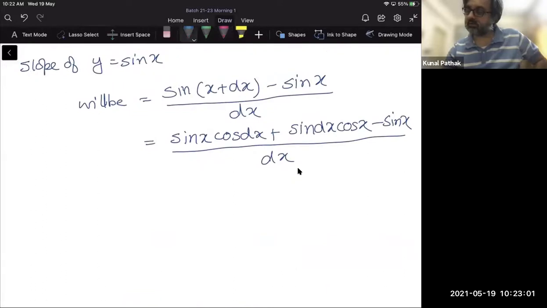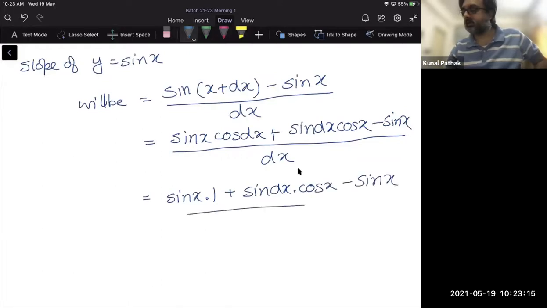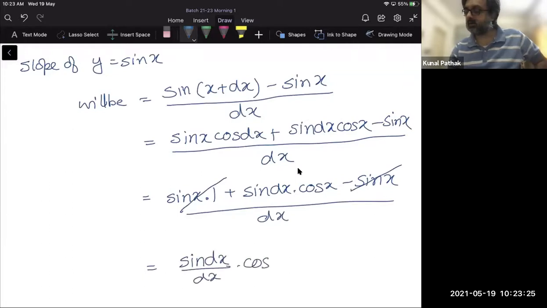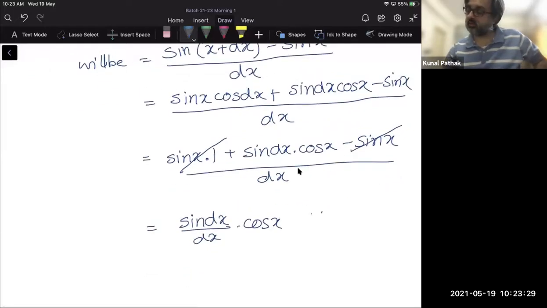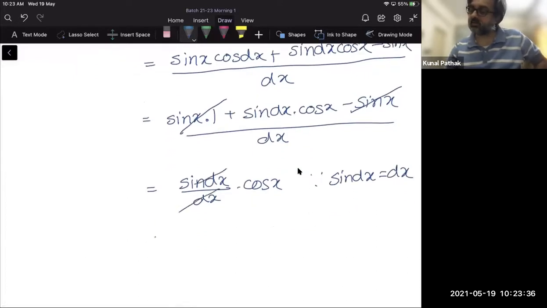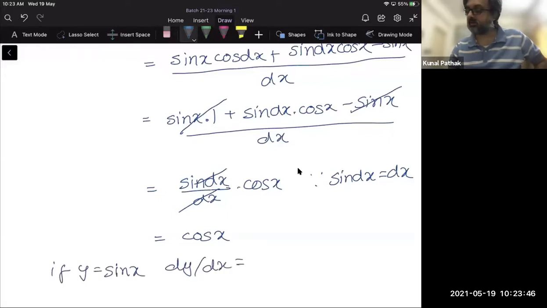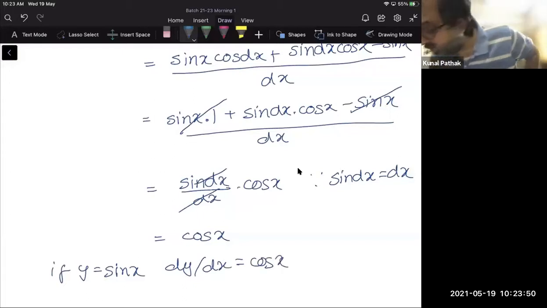Okay, so coming back to this, we get sine x multiplied by 1 plus sine dx into cosine x minus sine x, divided by dx. Sine x and sine x cancel out. So I get sine dx upon dx into cosine x. But we have already proved that sine dx will be equal to dx itself. Therefore, this and this cancel out, and we get cosine x. Right? So if y is equal to sine x, then dy by dx is equal to cosine x. Okay?